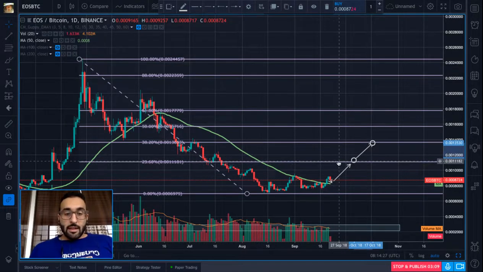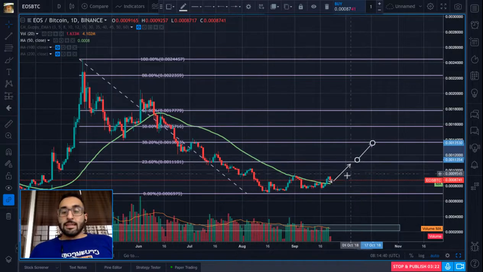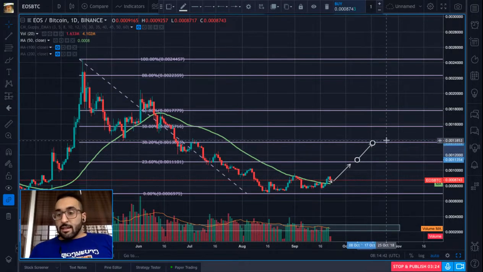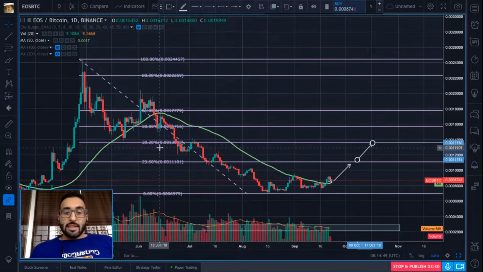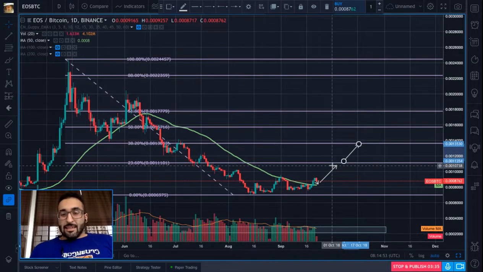But considering that this area is quite strong on the chart, I'm suggesting that it can go as high as 13,800 Satoshi, which is around 30% of retracement. And I'm telling you, it doesn't mean any bull trend. It's just a normal market cycle.